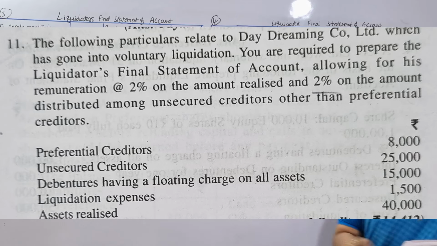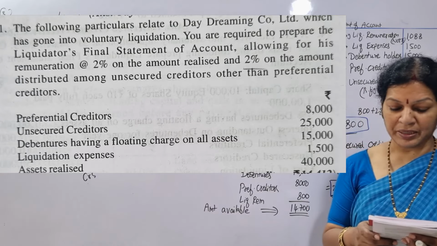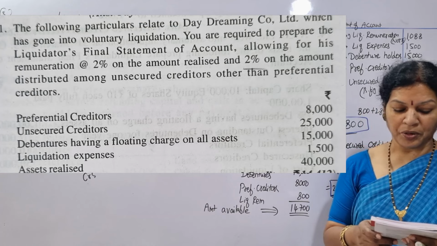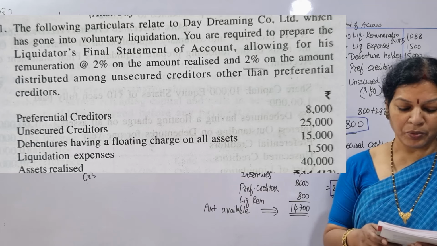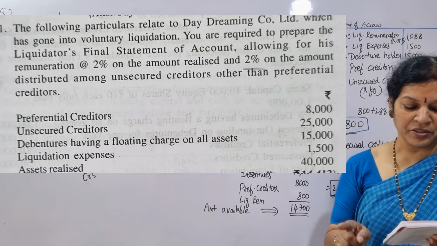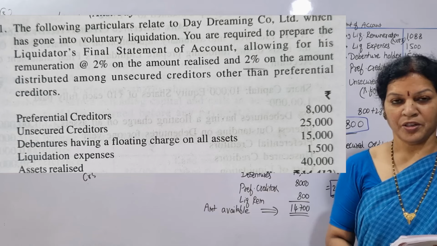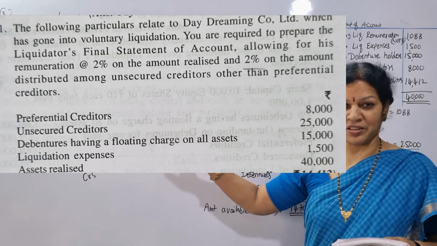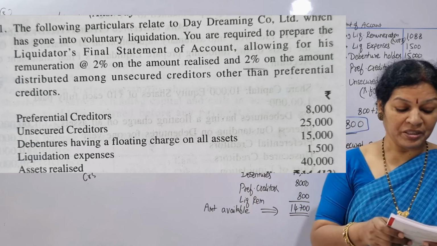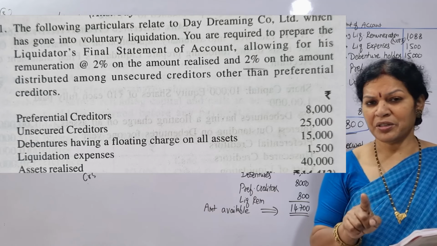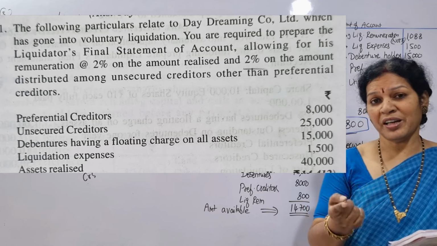First, the problem is given on the desktop. You can take a screenshot or note it down. Now, I'll read the problem. The following particulars relate to Daydreaming Company Limited, which has gone into voluntary liquidation. You are required to prepare the liquidator's final statement of account, allowing for him remuneration of 2% on the amount realized, same like this, and 2% on the amount distributed among unsecured creditors.